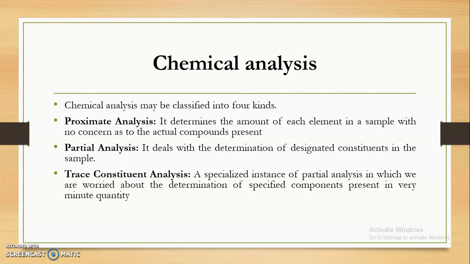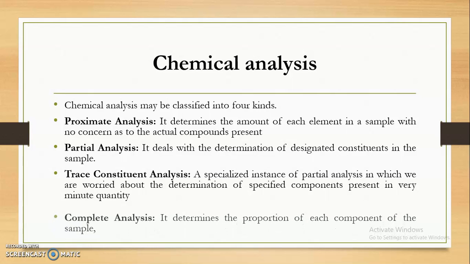So it is not possible to get 100% pure substance, but we can get 99.99% purity. Whatever the remaining 0.01% amount is there, that will be the impurity, and that will be a very minute quantity, and that can be determined by using the trace constituent analysis.